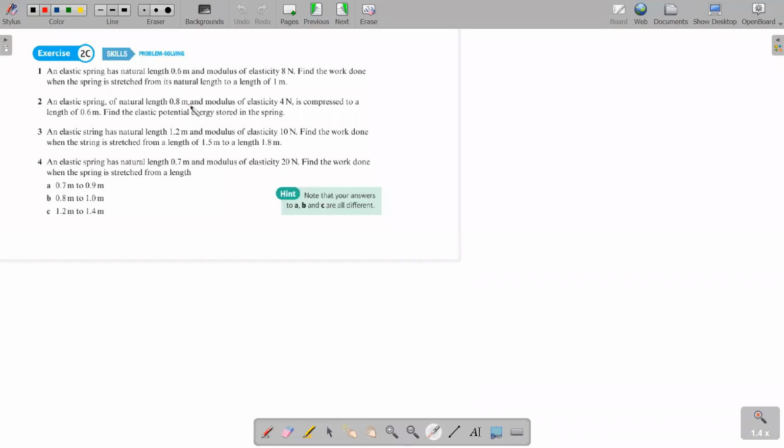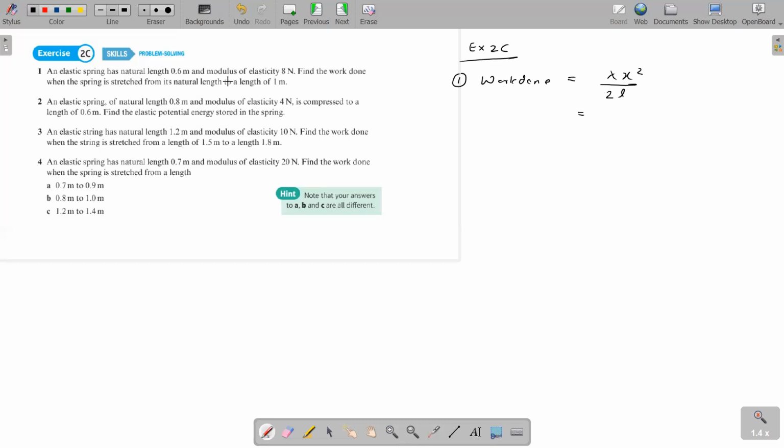Okay, so we'll move on to exercise 2C. An elastic spring has natural length 0.6 meter and modulus of elasticity 8 Newton. Find the work done when the spring is stretched from its natural length to a length of 1 meter. Okay, so they're asking you to find the work done. So what is the equation for work done? Work done equals lambda x square over 2L.